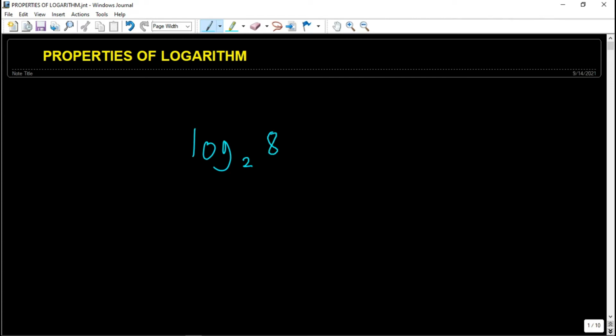Okay, so this expression, guys, means: what should be the exponent of 2 in order for us to get 8? Basically, this is just equal to 3, because if you raise the base to 3, you can get 8. So the best definition of a logarithm is that it is an exponent. Okay, logarithm is just an exponent. Always remember that, guys.